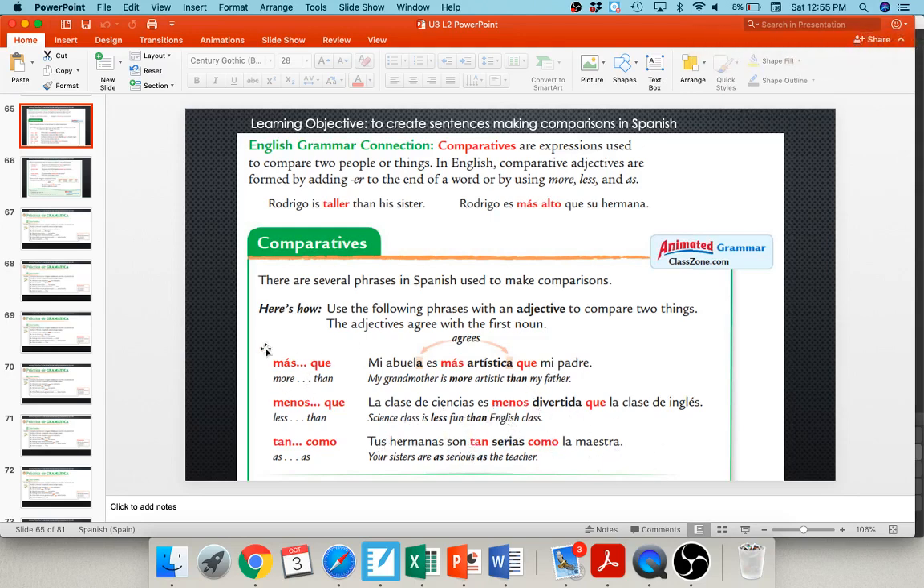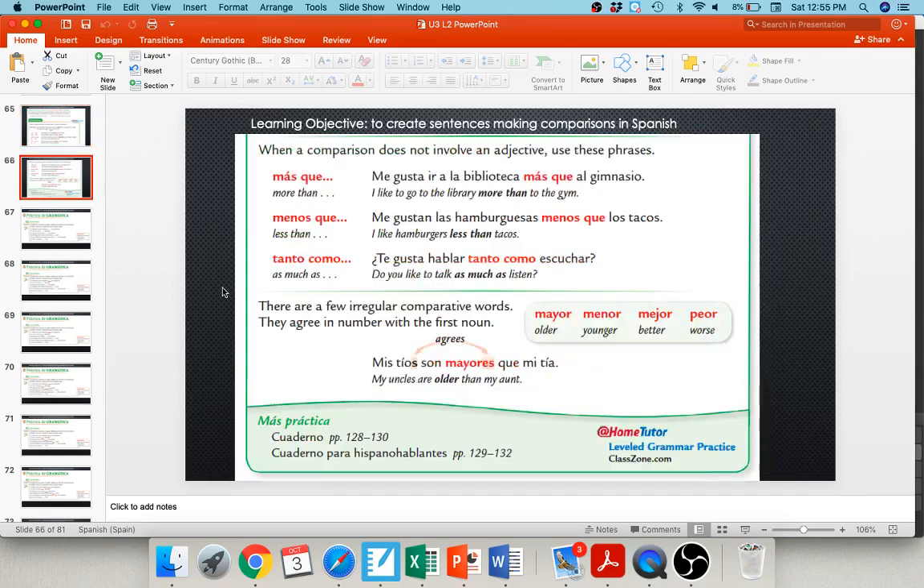Now, all of these, más blank que, menos blank que, tan blank como, they had adjectives in the middle. Artistic, fun, serious, tall. You also can use these without anything in the middle. For example, you can say, I like to go to the library more than the gym. I like going to the library more than the gym. It's not saying more artistic than, more tall than, it's just more than. So you don't need anything in between, just más que.